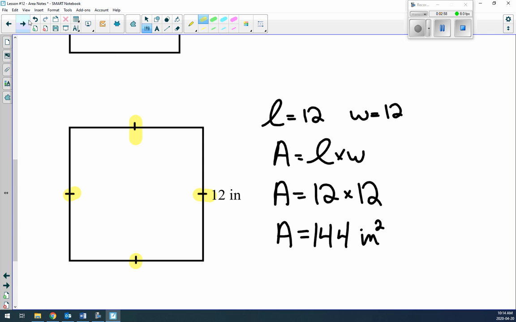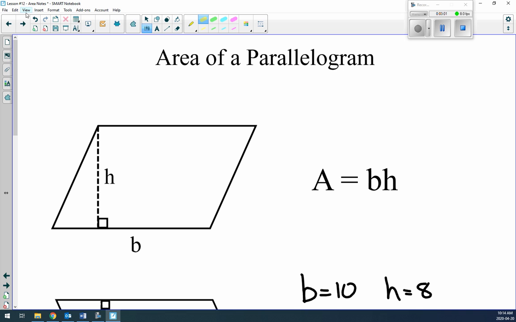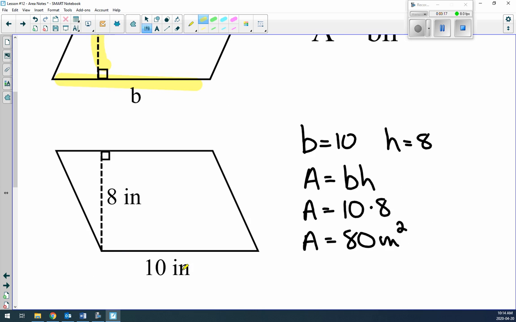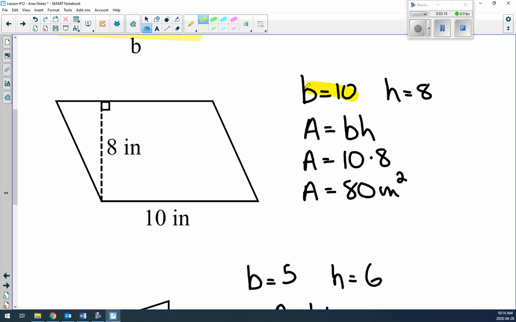Okay, let's go to the 4th page now. Let's talk about a parallelogram. A parallelogram is kind of like a rectangle that's been tipped over a bit. So the formula is really length times width in this case, but what we have is the base, the bottom part here, and then we have the overall height, kind of like a triangle. So if you look at this one, the base in this case is 10, and the height in this case is 8, sorry.